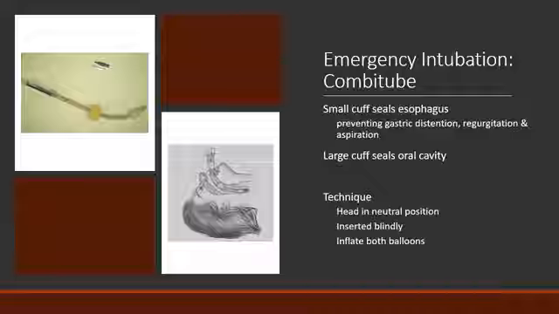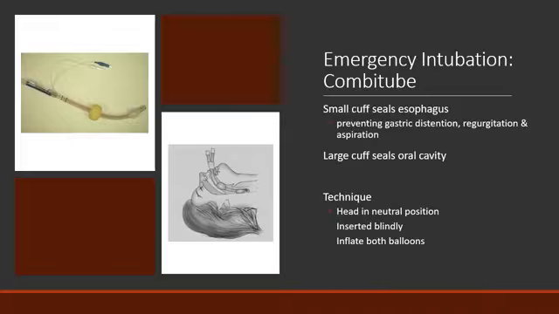And if you get lucky, the tip of the outside tube may actually go into the trachea. And if it does, great, you've sealed off the trachea by inflating the small balloon, and you can actually ventilate the patient through that tube.